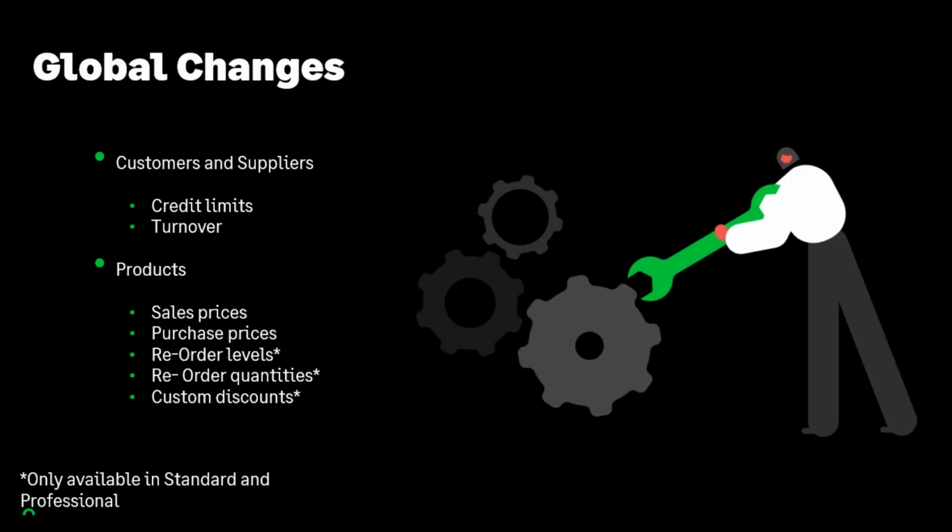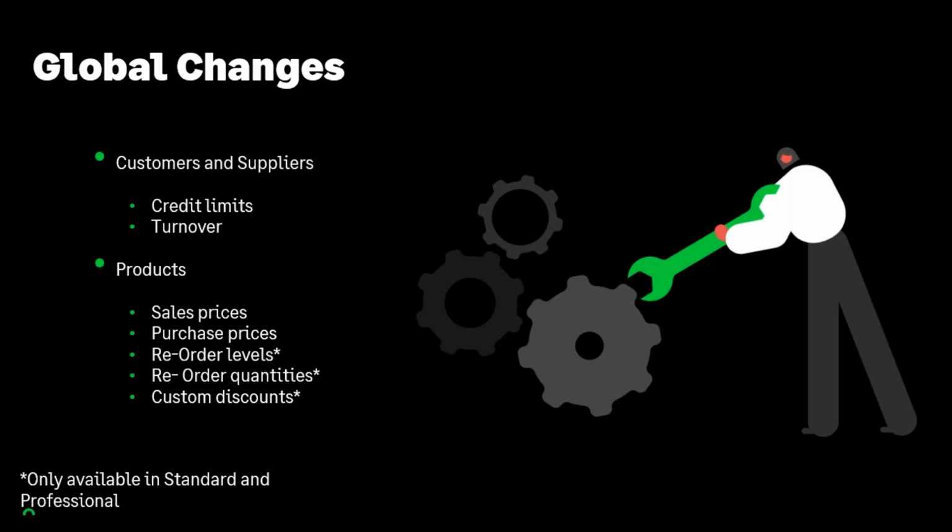So in the demonstration that we're going to be looking at, we're going to be focusing on 2 of the areas mentioned in front of you here. We're going to be looking at credit limit changes and product discounting. First, I'm going to show you exactly where the global changes tool is.